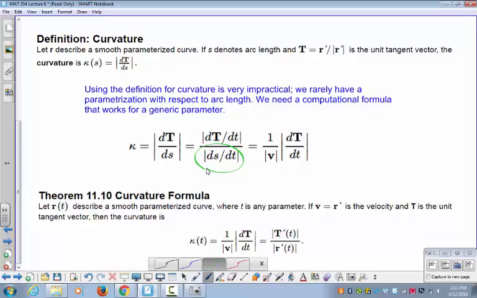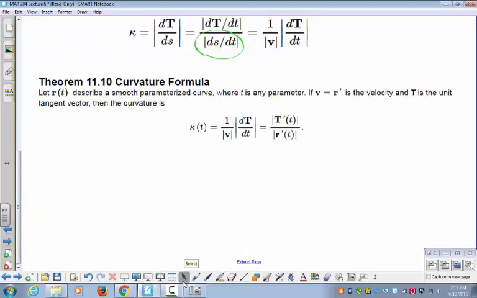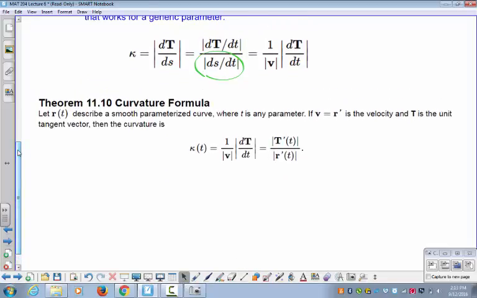And then dT/dt, they just wrote it like that. So that's the derivative of the unit tangent vector, and then the length of the derivative of the unit tangent vector. And then they just rewrote it again. There are so many formulas for some of these Calc 3 concepts. What we'll do is pick the ones that make the most sense and stick with them instead of trying to learn all of them. It's overwhelming, there are so many.